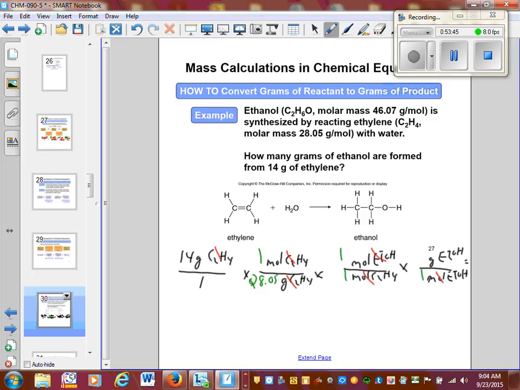All right, now you do the calculation. So we have 14 times 46.07 divided by 28.05, 22.99. And they want 2 significant figures. 23 grams.